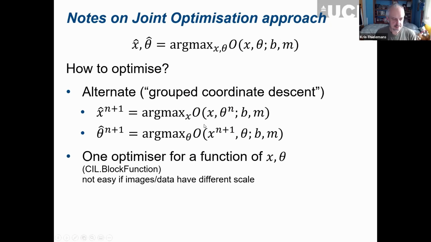Now, once you say you're doing it alternating, you are very close to the approach that Andrew was discussing at the very beginning. So the two approaches are very much related. I guess the only difference is that here we don't modify the prior based on the previous image. The priors remain fixed. It's just that we do the alternating optimization.